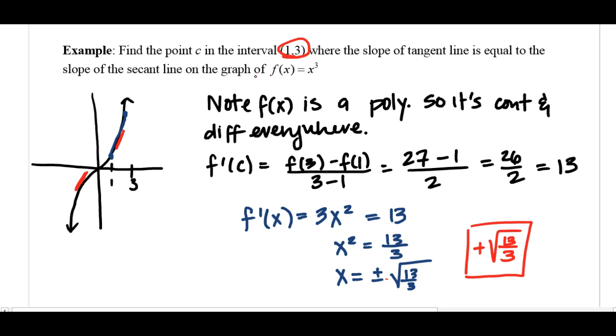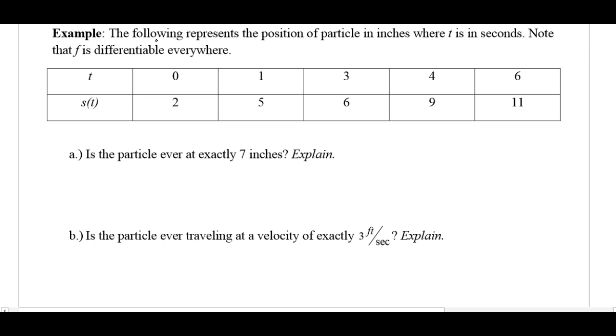Alright, in this next example, we have the following table represents the position of a particle in inches where time is in seconds. Note that f is differentiable everywhere. So here I have time in seconds, so I know exactly where the particle is, its position at 0, 1, 3, 4, and 6 seconds. And its position is 2, 5, 6, 9, and 11 inches.